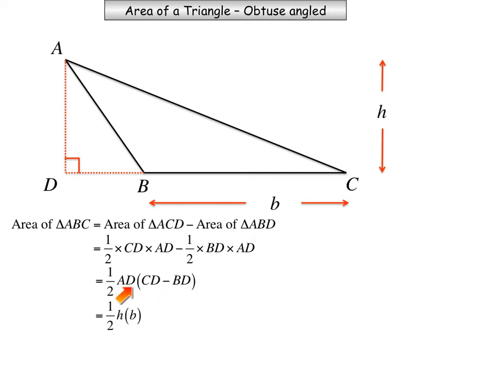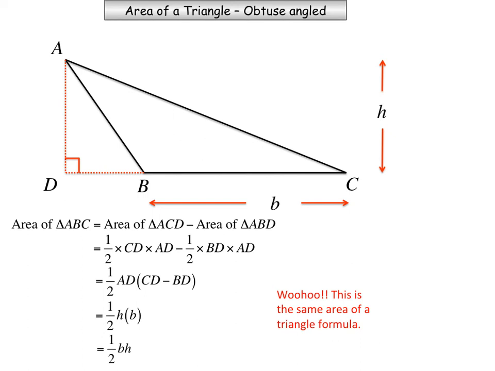We know that AD is the height of our triangle, the perpendicular height, so we can call that little h. And this particular value here, CD, which is all of that, if we subtract BD, we have this part remaining, which is in fact our B. So we end up getting a half times H times B, which is the same as a half times BH, a half times base times perpendicular height.